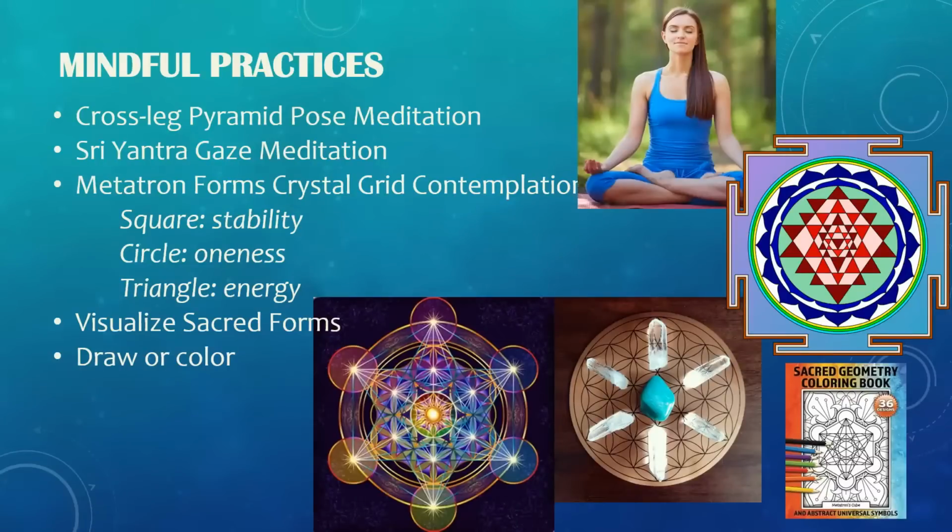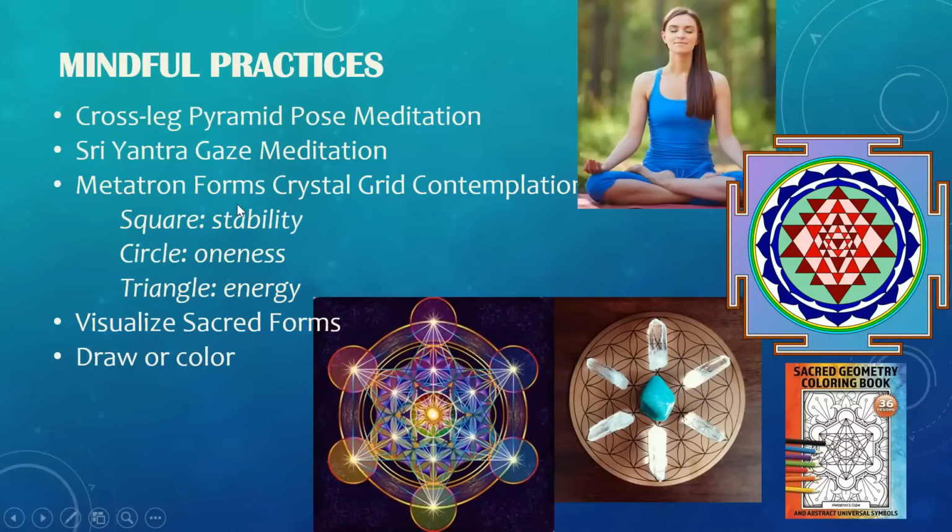So within the modern day, there are practices that we can use that help us apply sacred geometry in our daily lives and explore it and get to know it. The cross-legged pyramid pose meditation is a classic example embodying this idea of the architecture and the golden mean within our physical state. The Sri Yantra meditation is also another example. And there's other yantras that can also be meditated on.